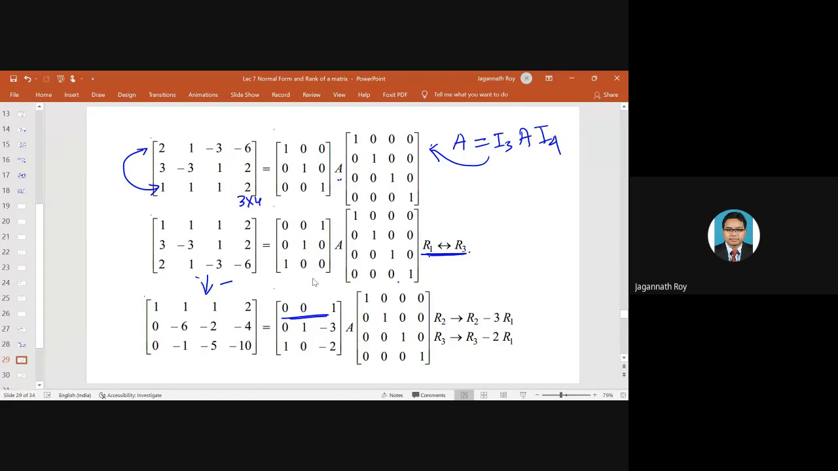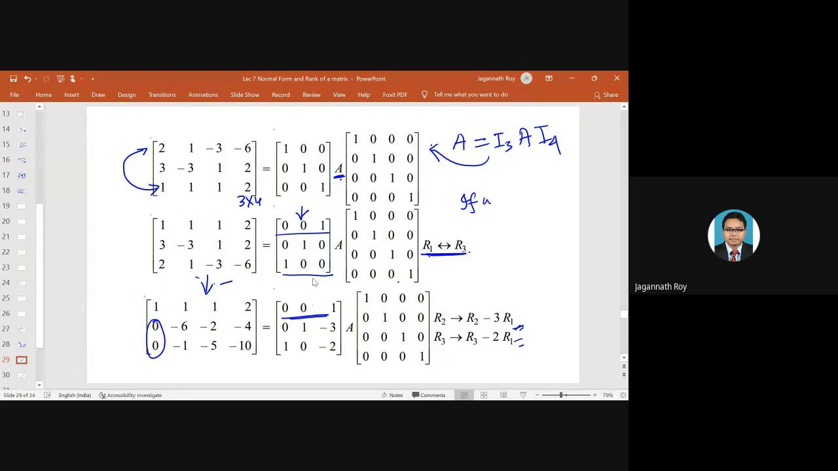This row 1 is exchanged to here, and this one has come to here. Okay, so here it is. And then we want zeros here, so we'll do this row operation as usual. Sir, but in I4 we didn't do the row operation, sir. Why? Like I said, if we do row operation, then this matrix will change. A is here only. This is the trick for finding the normal form.